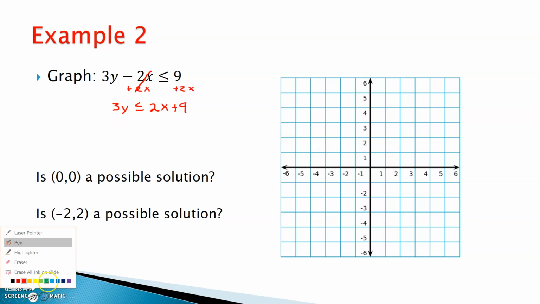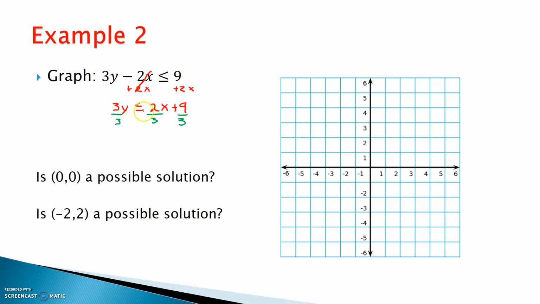Now when I get rid of that 3 again, I'm going to divide everything by that number, and this is a positive 3. So is there a need to flip the inequality sign? No, it's a positive 3. That green 3, positive, so there's no need to flip it. 3's cancel out. I'm just left with y is less than or equal to 2 over 3x.